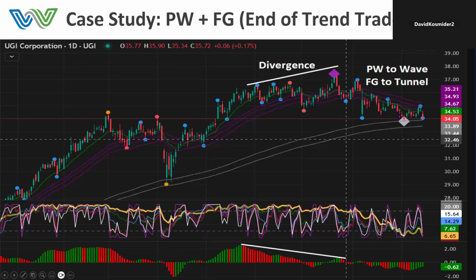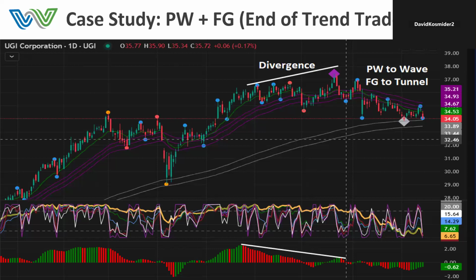It's the second confirmation that this is over and that we are going to see a steeper correction down to the tunnel. So together, the PW and the fill the gap work as a 1-2 punch at the end of the trend. First the exhaustion, and then the failed bounce, and the failed bounce with the purple, blue, blue. And once we see that sequence, we can anticipate the correction down to the tunnel.